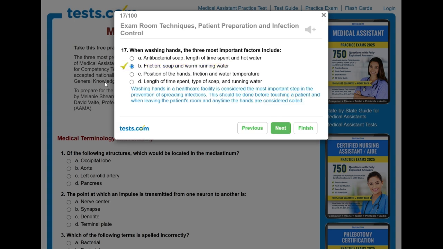B. Friction, soap, and warm running water. Washing hands in a healthcare facility is considered the most important step in the prevention of spreading infections. This should be done before touching a patient and when leaving the patient's room, and any time the hands are considered soiled.